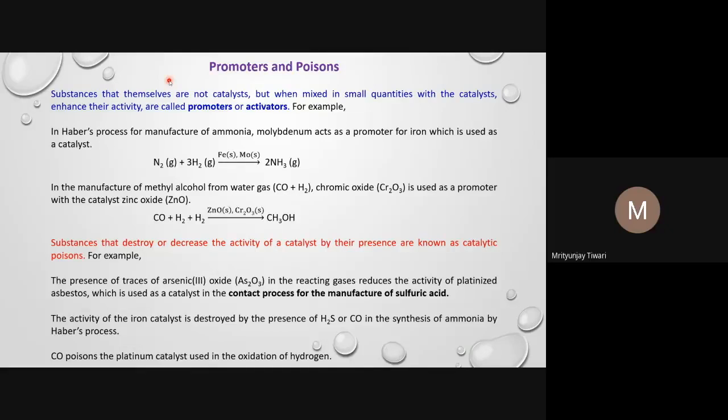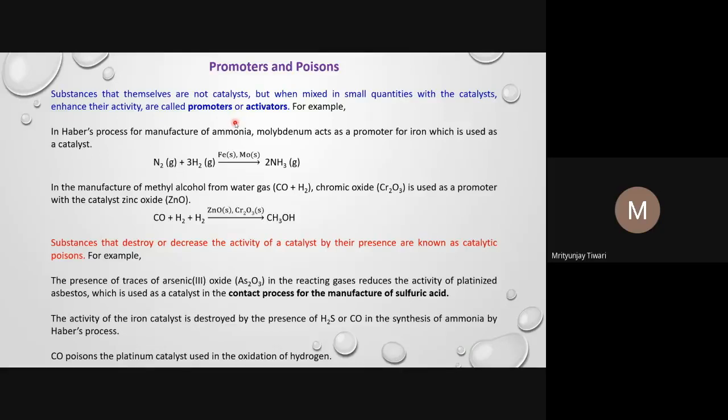That means the substance is promoting the activity of the catalyst, enhancing the activity or efficiency of the catalyst, and that is why it is called the promoter or the activator. Substances that are not catalysts themselves do not catalyze the reaction, and do not act as a catalyst if used in isolation, as they do not decrease the barrier. But when they are used in a small quantity with the catalyst, they enhance the reactivity of the catalyst, and thus such substances are called promoters or activators.